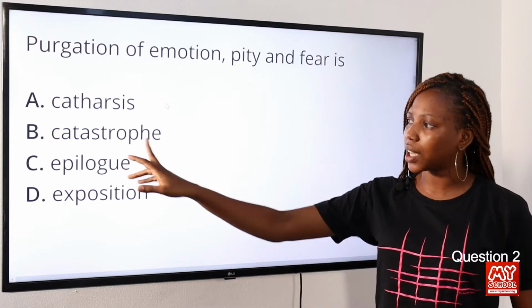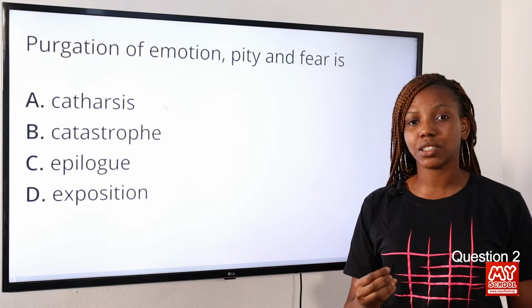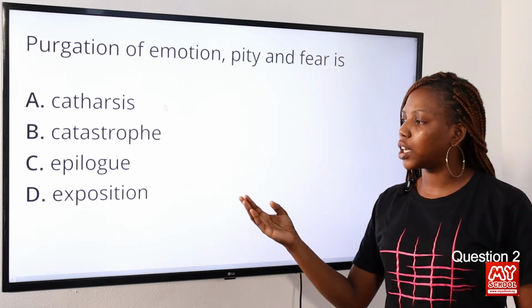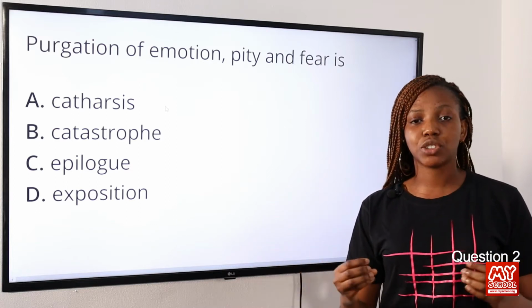When we talk about catastrophe, this simply means disaster. Epilogue is that writing or speech at the end of a story or a book or a film. Exposition is under plot structure and is usually the first part.